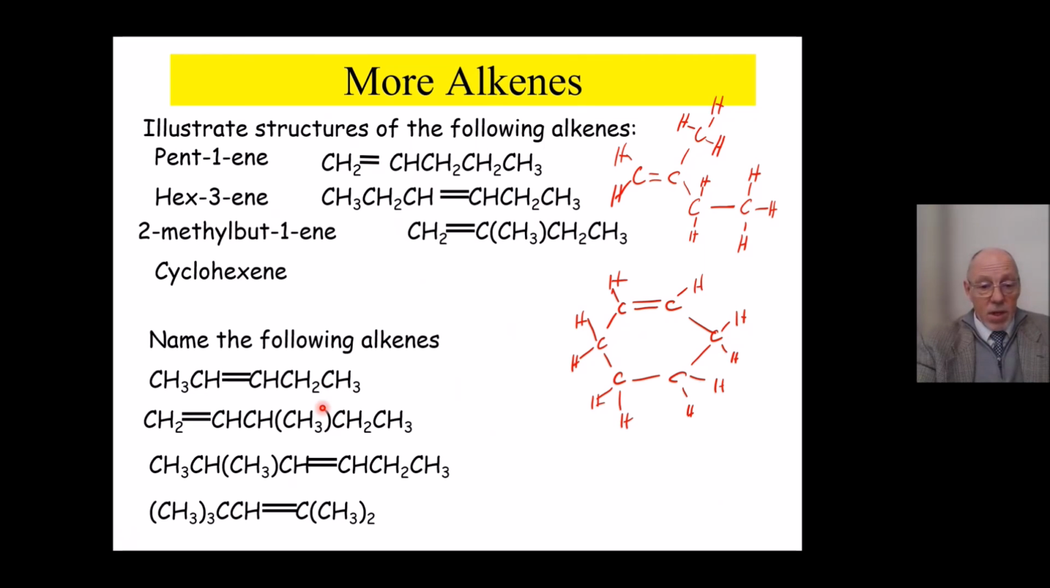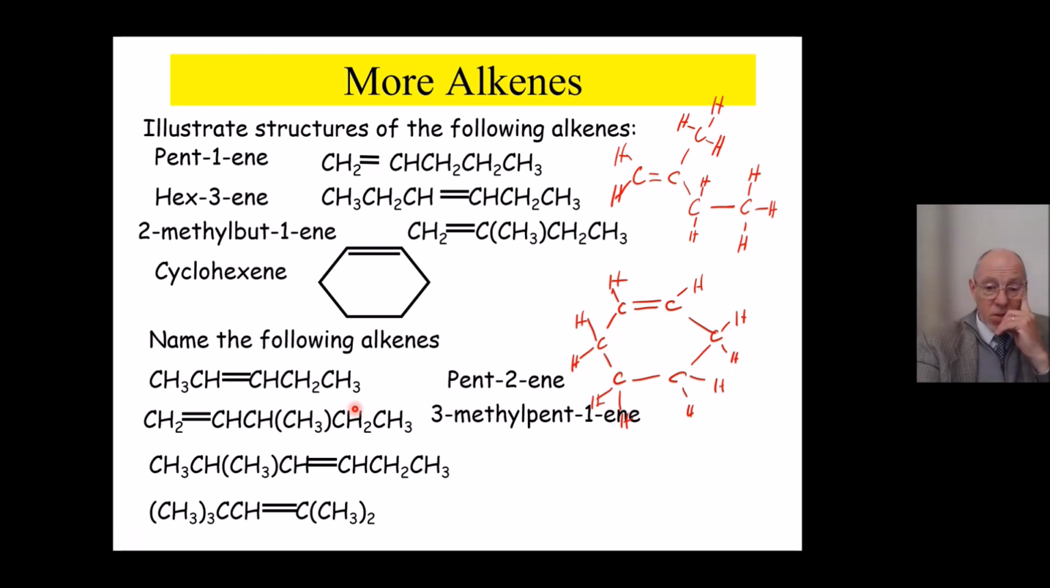So let's go through the naming of these. There we've got pent-2-ene. This is 3-methylpent-1-ene, 1, 2, 3, 4, 5. And that's your methyl group on the third carbon with an alkene after the first one. And then this one, 2-methylhex-3-ene, 1, 2, 3, 4, 5, 6 carbons, methyl group on the second one with a double bond after the third carbon, 2-methylhex-3-ene.